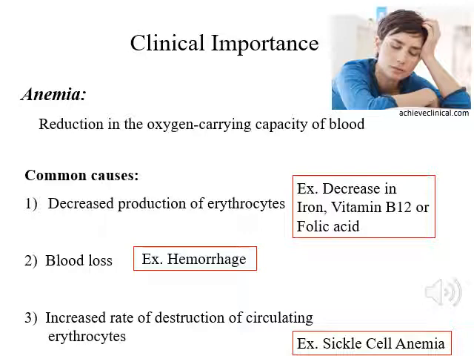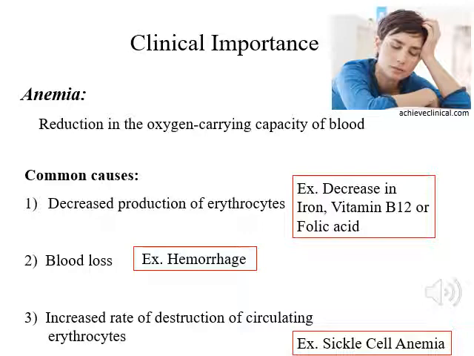There are multiple reasons why we can have this, if we think about oxygen carrying of the blood. One, this could occur because we're not producing enough red blood cells, so we may have a decrease in iron. We may have a decrease in vitamins, particularly vitamin B12 and folic acid, which are necessary for simple DNA production. We can also have anemia secondary to blood loss, so we're hemorrhaging. We don't have enough erythrocytes simply because we don't have enough blood.